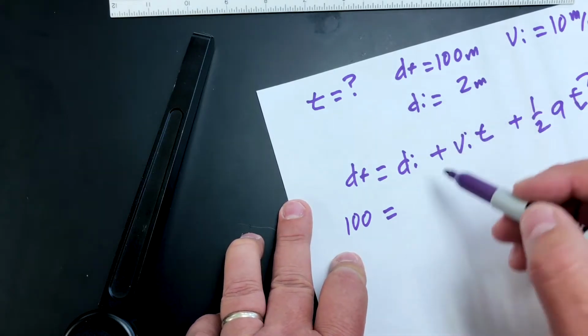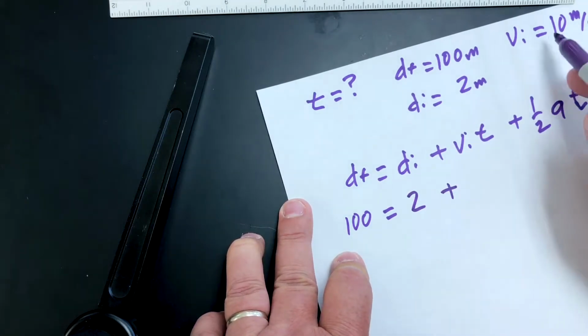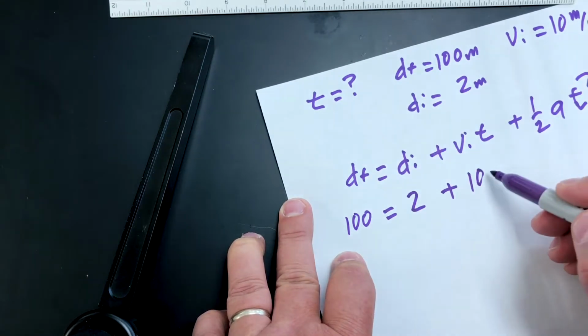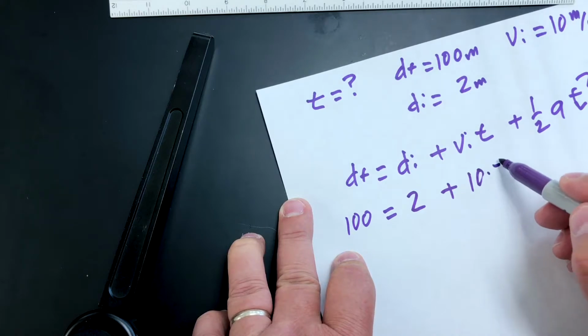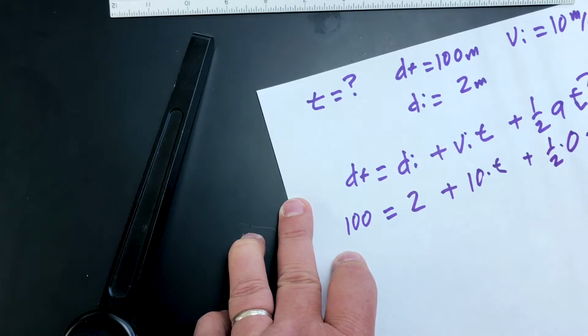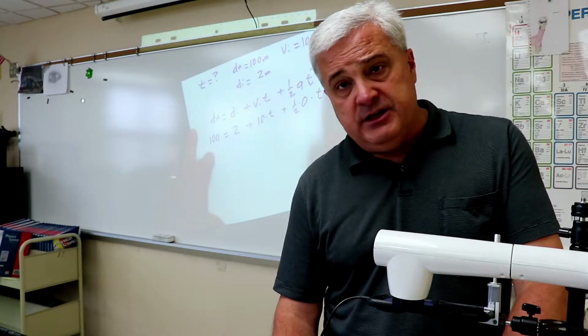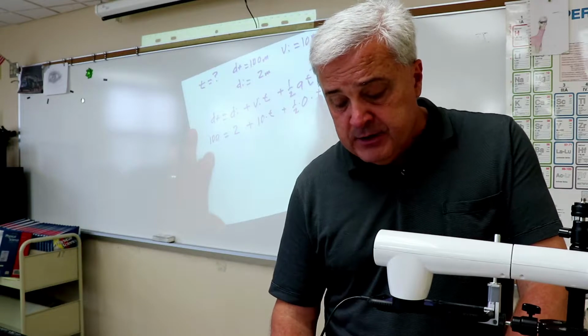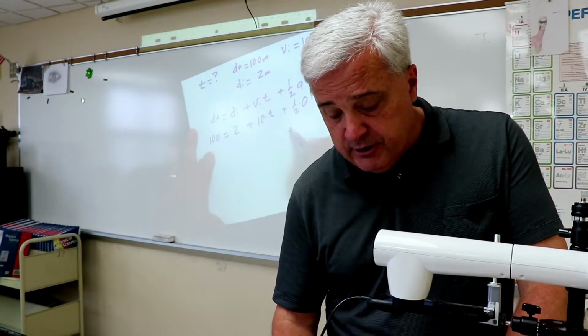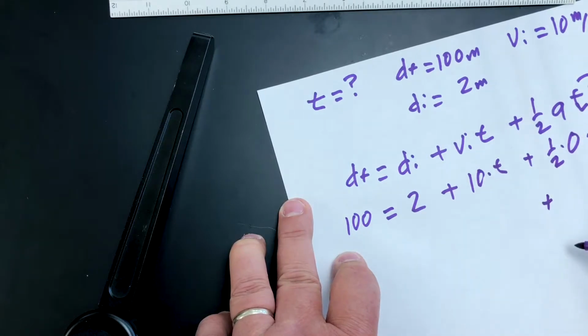DI comes from here, 2, plus VI is 10, and T is what we're looking for. That's the multiply symbol, plus 1/2 times 0 times T squared. So 0 times T squared is 0. 0 times anything is 0. So then now I have 0 times 1/2 is also 0. I'm also going to bring my plus sign down.